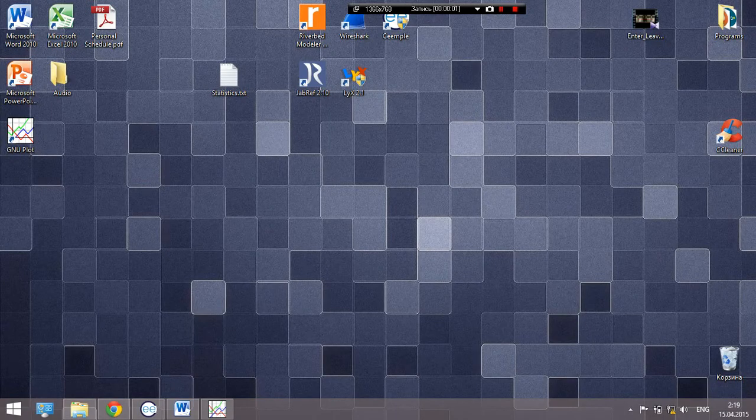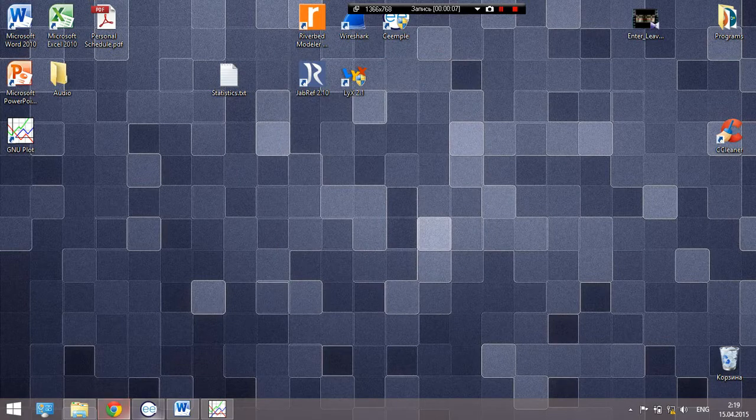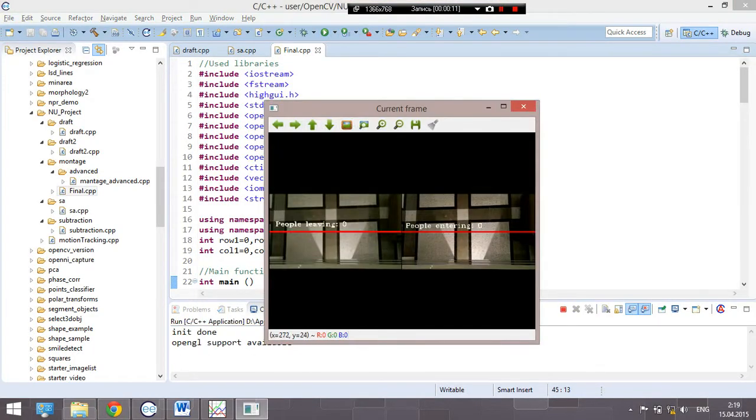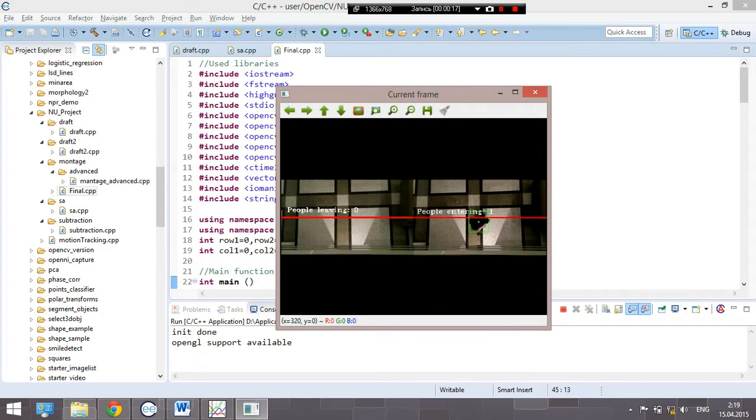Now let's move on to the demonstration of our program. This is a TXT file where the statistics will be stored. Now let's run our program. Here we have two videos side by side. On the left, the program counts the number of leaving people, and on the right, it counts the number of entering people.